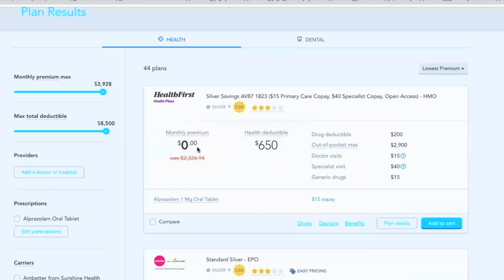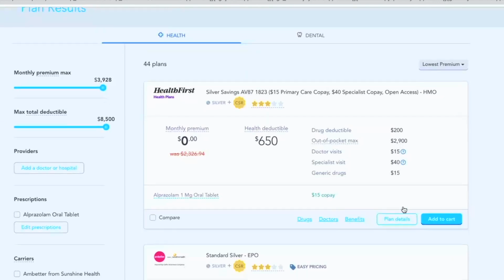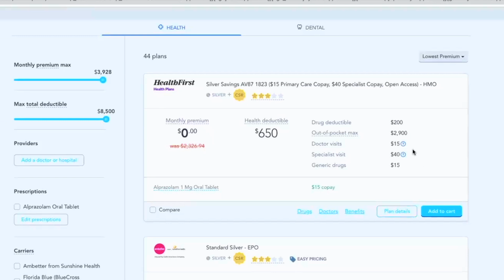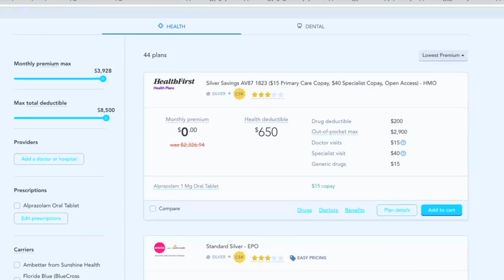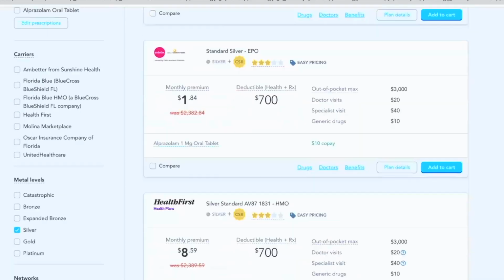So, okay, so we have this plan right here, $0 a month. The health deductible is $650. Drug deductible $200. The max out of pocket is $2,900. Doctor visits is $15. Specialist is $40. Generic drugs is $15. And here are some other options.